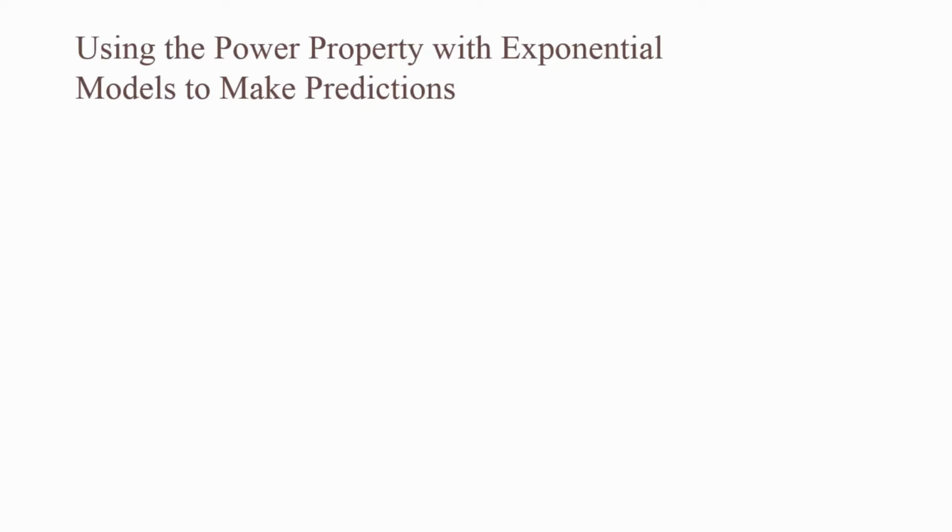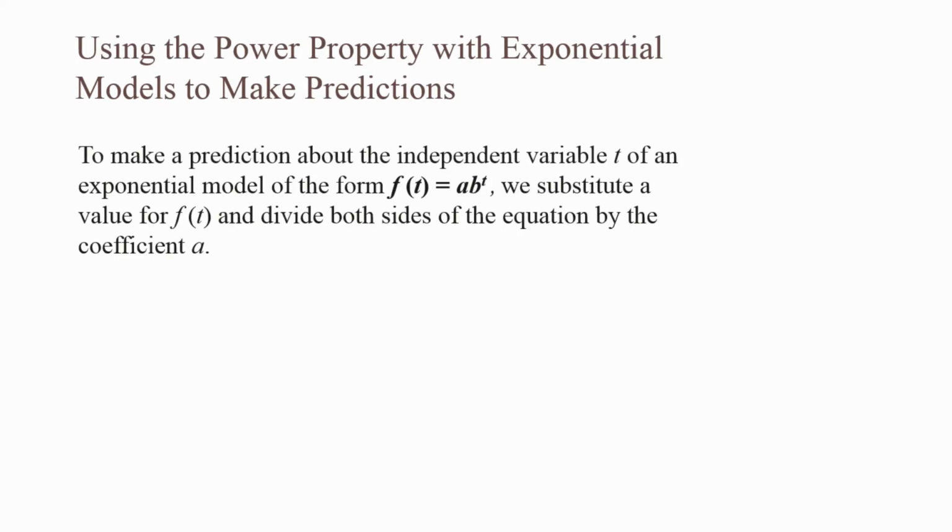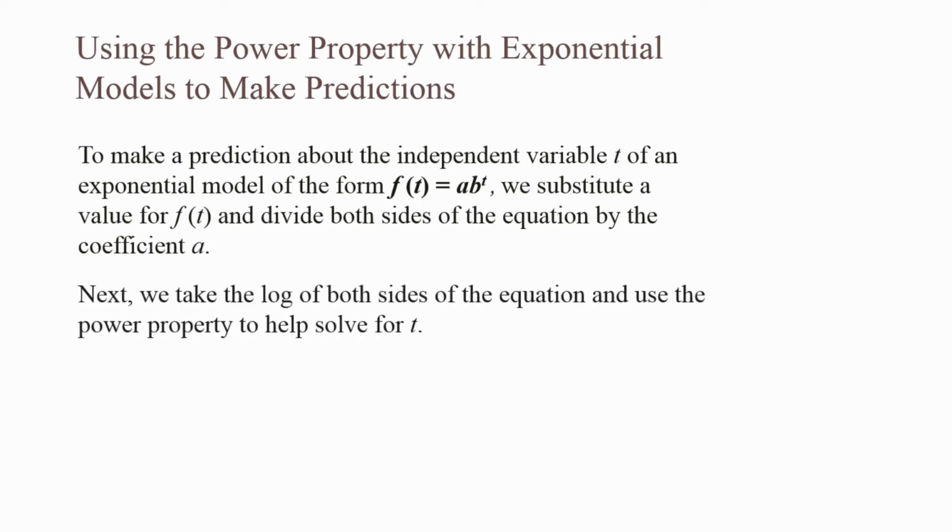Using the power property with exponential models to make predictions. To make a prediction about the independent variable t of an exponential model of the form f of t equals ab to the t power, we substitute the value for f of t and divide both sides of the equation by the coefficient a. Next, we take the log of both sides of the equation and use the power property to help solve for t.